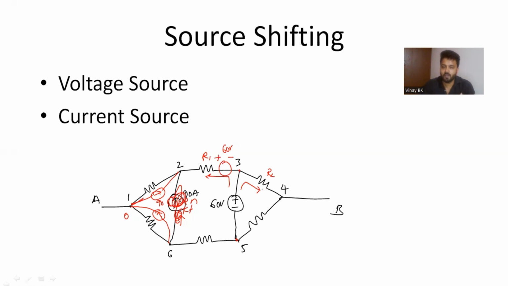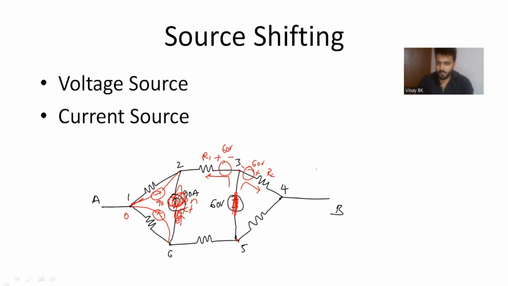Why are we shifting to 2 branches? Because there are 2 branches connected at node 3, so you are shifting the voltage source into 2 branches. Similarly, one more voltage source you are shifting here, and the polarities you can see, minus is first, so minus and plus of 60 volts, and the original source becomes short circuit.